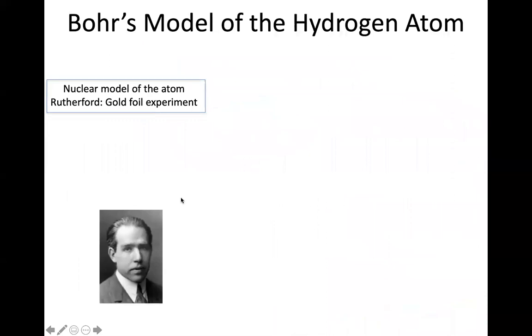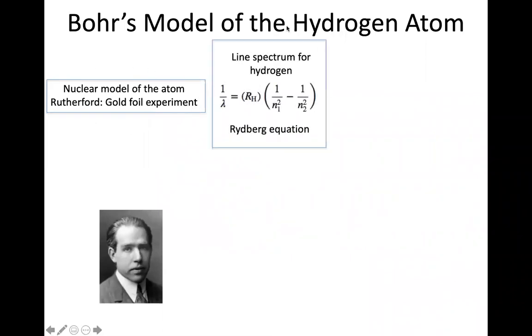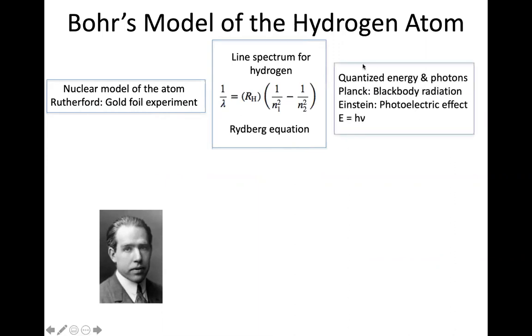So what Bohr does is he combines several different ideas. He combines the nuclear model that Rutherford had proposed with the line spectrum and with the idea that energy was quantized. So Bohr, in a way, he started working with Thomson, J.J. Thomson. They didn't get along. So then he moved on and he started working with Rutherford. He's a postdoc there. He brings together these different ideas.